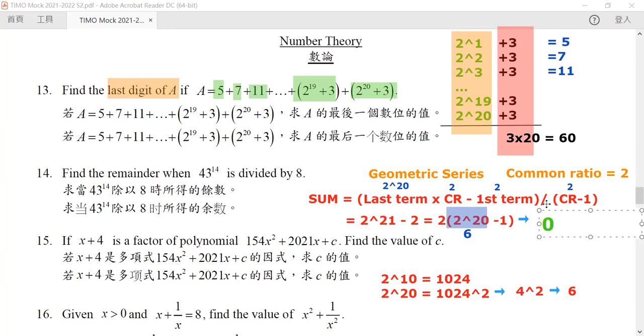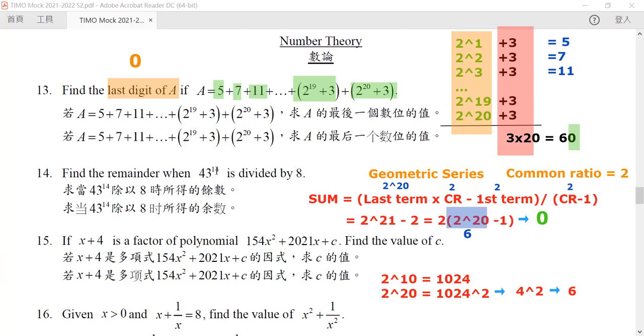But the last digit of the second sum, our black number, is also 0. So what is the last digit of this number? It will be 0, right? So the last digit is exactly 0. So this is how we finish question 13.